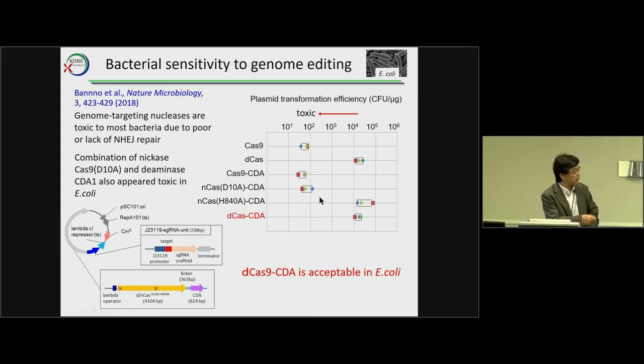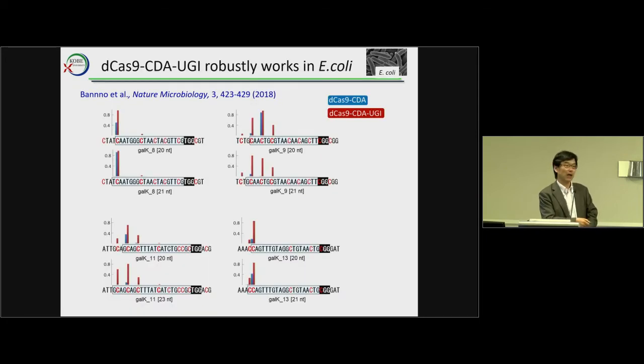This is because of the very poor, or lack of, homologous end joining repair activities of the E. coli systems. So like this, what I would like to say is that the repair mechanism is quite different depending on the live systems. So in a sense, suitable editing systems are different depending on your target live systems. By using the E. coli systems, we further clarified the characteristics of our editing systems.